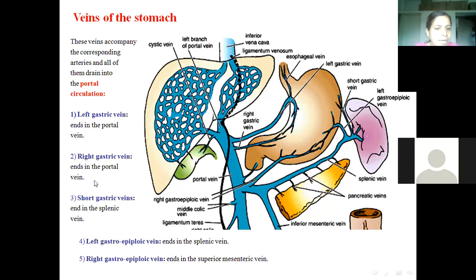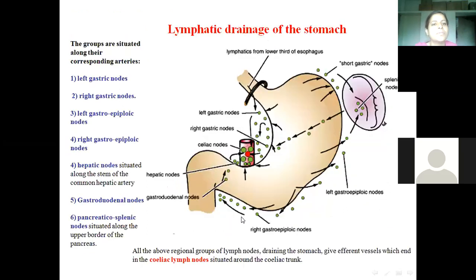Right gastric vein also drains into portal vein. Short gastric veins, they drain into the splenic vein. Left gastroepiploic vein drains into splenic vein. Right gastroepiploic vein drains into superior mesenteric vein. This is our superior mesenteric vein position.